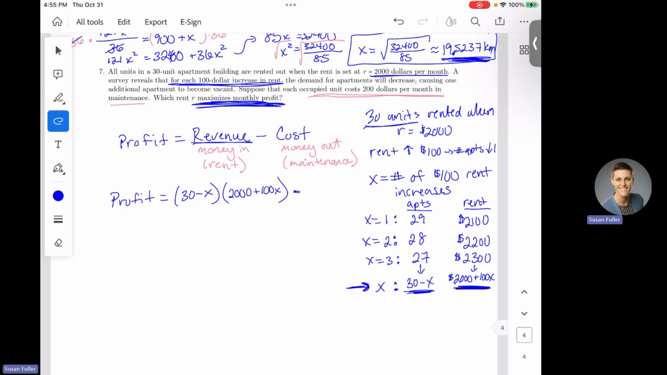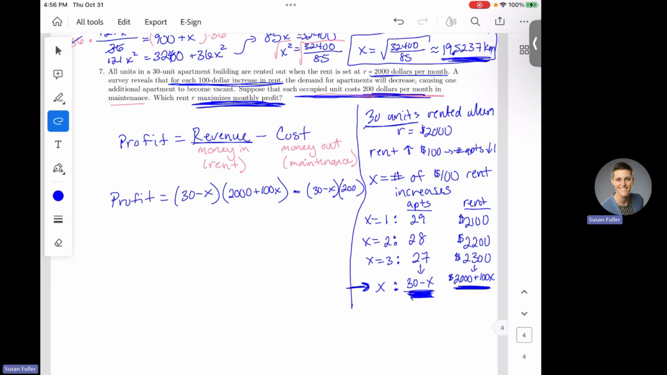Okay, and then I'm going to subtract from that the cost. That's the money going out, which is what we pay in maintenance. We have to pay $200 for each occupied unit. So if I make X $100 increases, I know how many apartments will be occupied. It's going to be 30 minus X, and I'm going to have to pay $200 for each of those apartments. So the cost, the money I have to pay for maintenance, is going to be the number of apartments, which is 30 minus X, times the amount of maintenance, which is $200 for each apartment. That is my cost, the money going out.